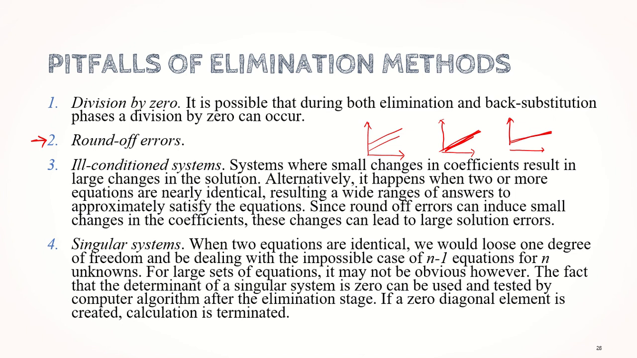Number 4, singular system, is a bit similar to what we have discussed previously. If, let's say, two equations are identical, we would lose 1 degree of freedom and be dealing with the impossible case of n-1 equations. So it is actually not really recommended to use the elimination method if we have a singular system.